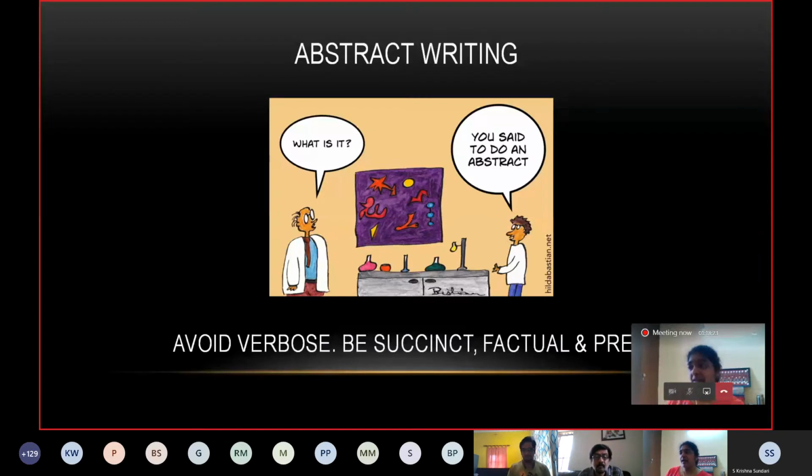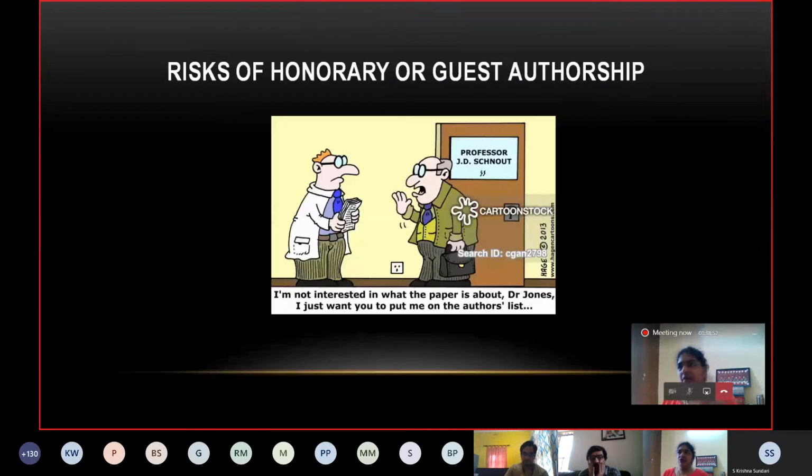Now when you are writing an abstract, avoid being verbose. Don't write words and words. Be succinct, to the point, factual, and very precise in your presentation. The abstract is very important because that is what the reviewer will first study about your paper. Don't go into the loop of guest authorship unless you are very sure of where you are putting your name.